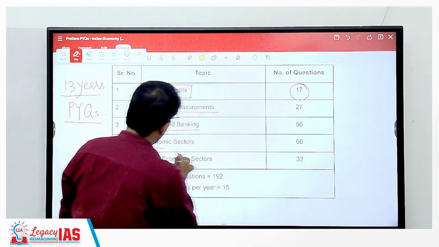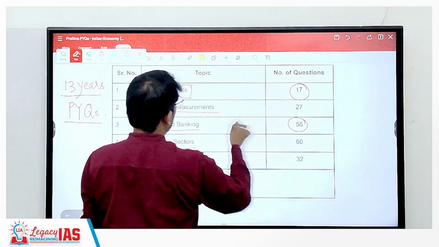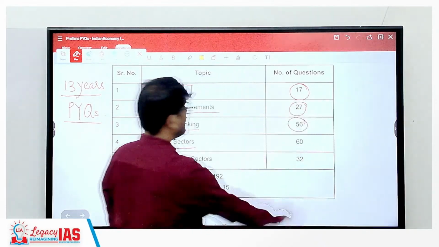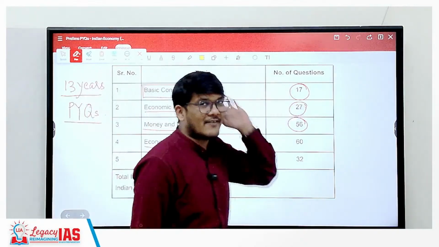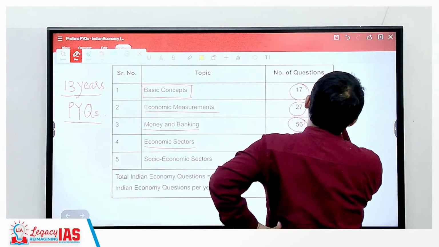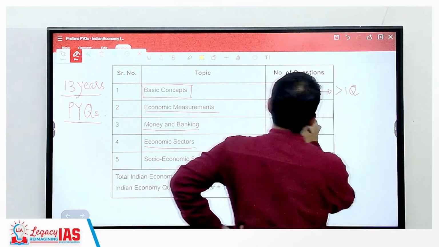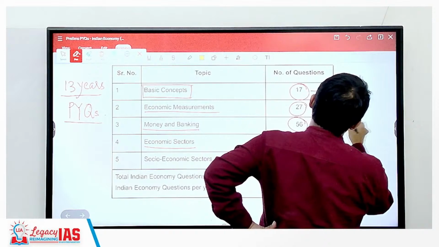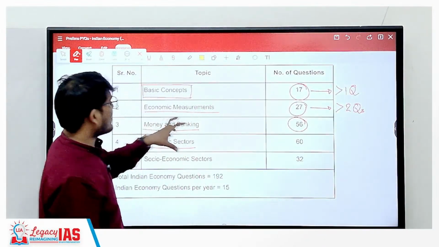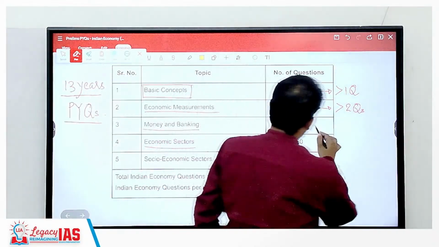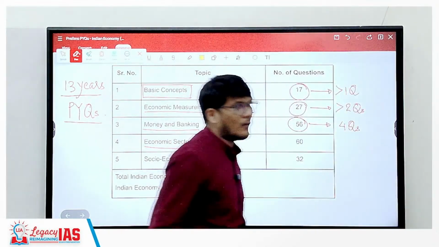Then you have economic sectors. So money and banking, 56 questions. Economic measurement, last 13 years, 27 questions. So how is it coming out? More than one question. Here you have more than 2 questions coming every year. Then money and banking, you have almost exactly 4 questions coming from money and banking over here.